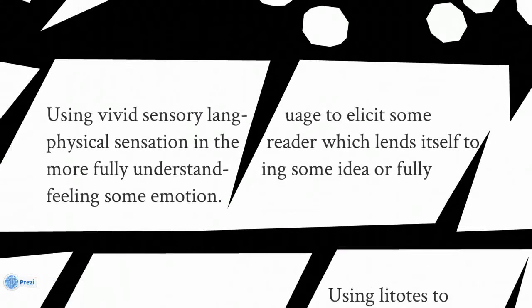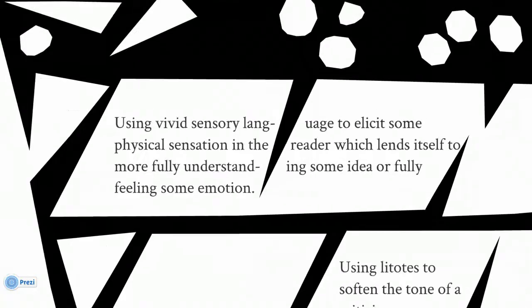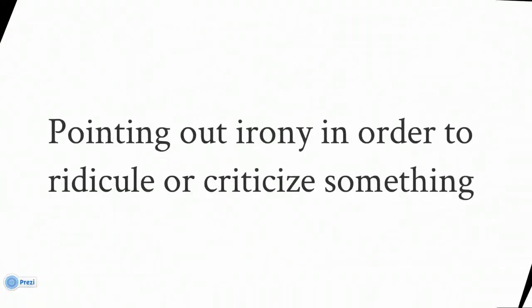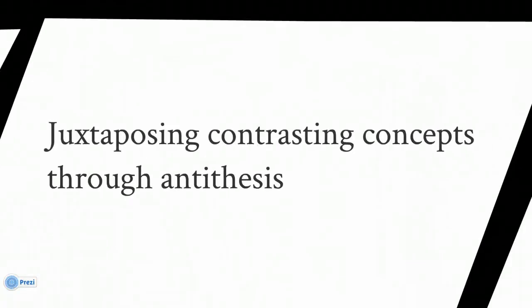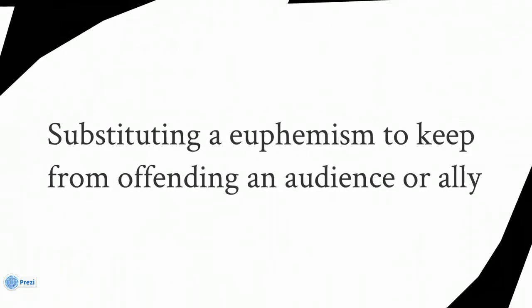Using vivid sensory language, or imagery if you want to call it that, to elicit some physical sensation in the reader, which does a lot of things, lends itself to more fully understanding some idea or fully feeling some emotion. Pointing out irony in order to ridicule or criticize something. We've studied that recently. Juxtaposing contrasting concepts through some sort of antithesis in order to better elucidate the differences or sometimes the striking similarities between them.